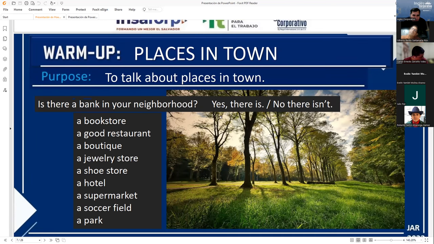These are the questions that we're going to discuss. Is there a bank in your neighborhood? You say, yes, there is, or no, there isn't. Okay. Carlos Ernesto Sarceño, is there a bank in your neighborhood?